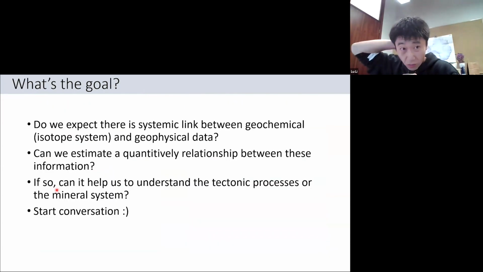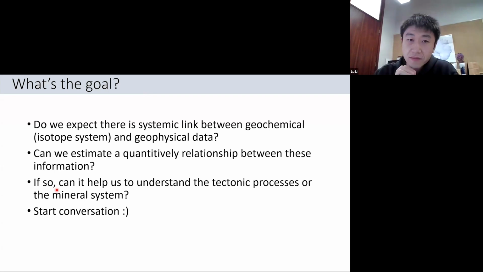So the main focus of the talk is to think about whether there is any systematic link between the isotope maps and the geophysical data. And if there is some sort of correlation, can we quantify this relationship or not? And if we can find some relationship, then things start getting quite interesting, because that will tell us some information about either the tectonics or the mineral system.